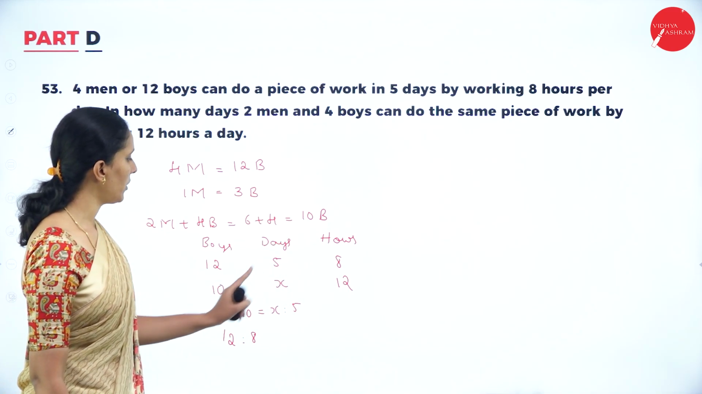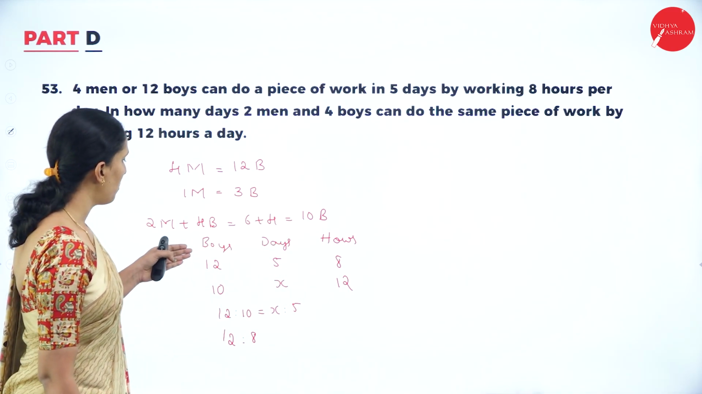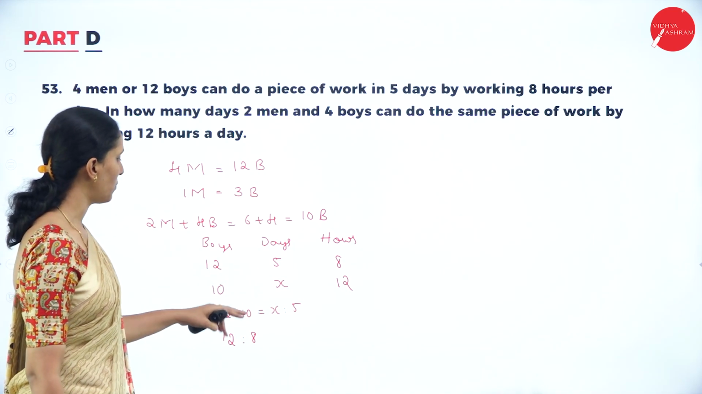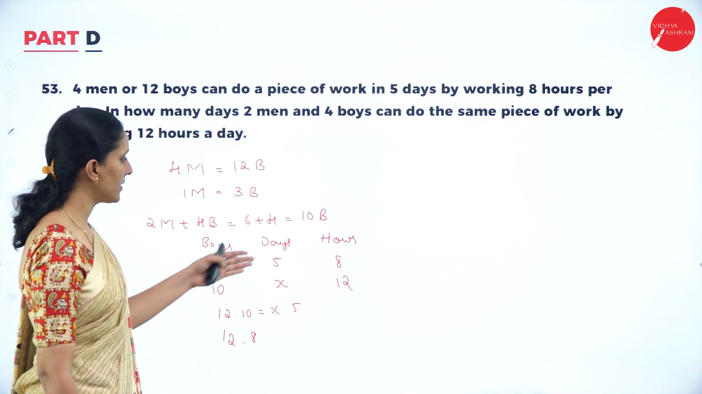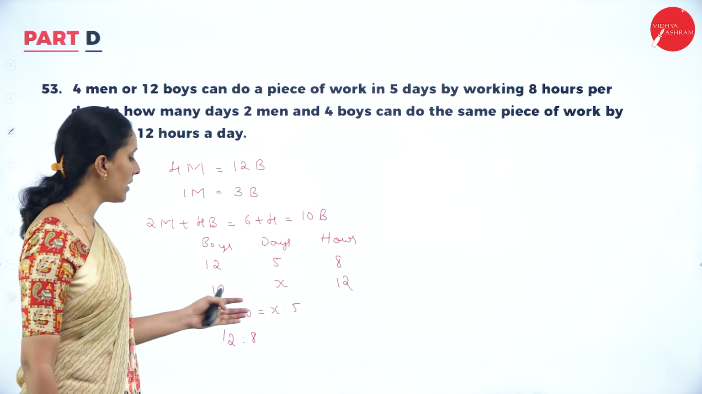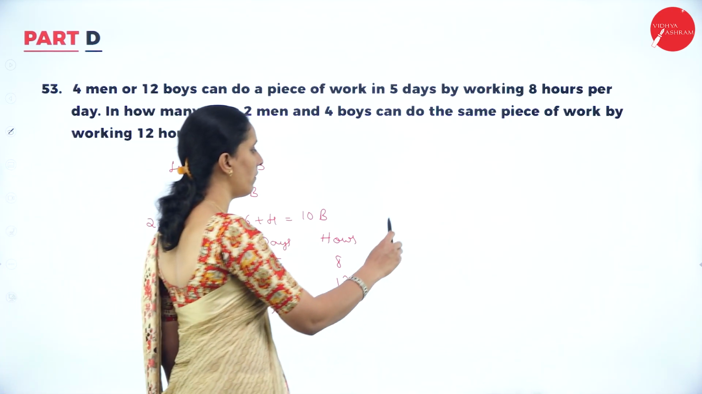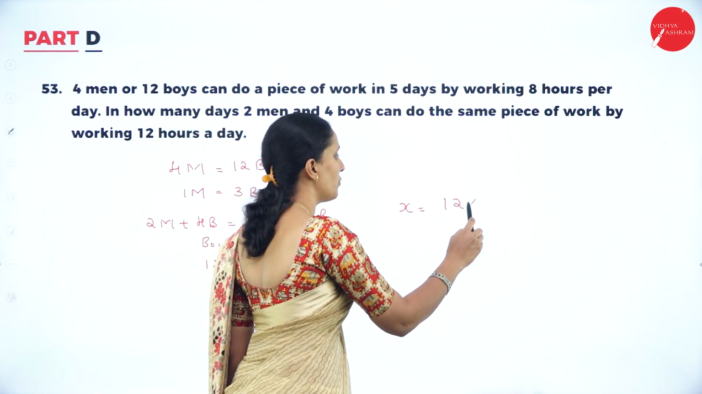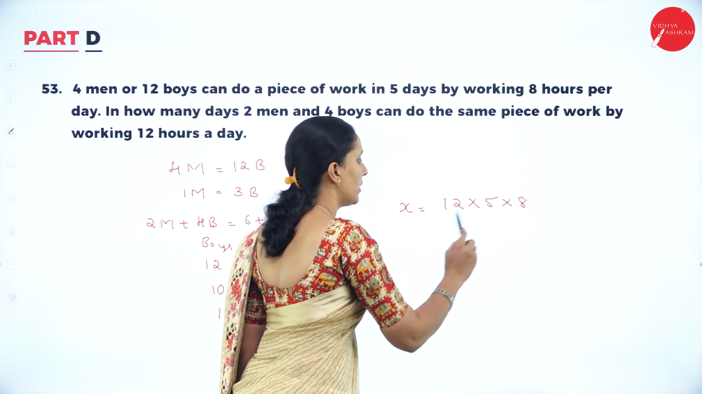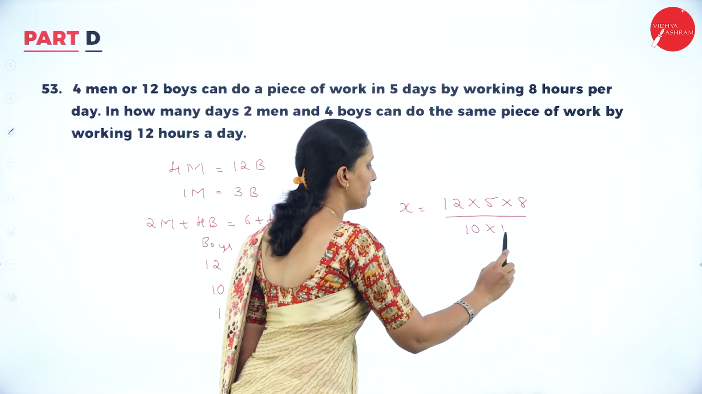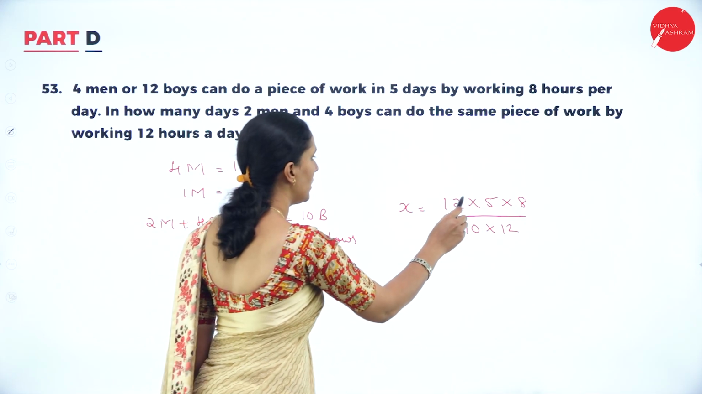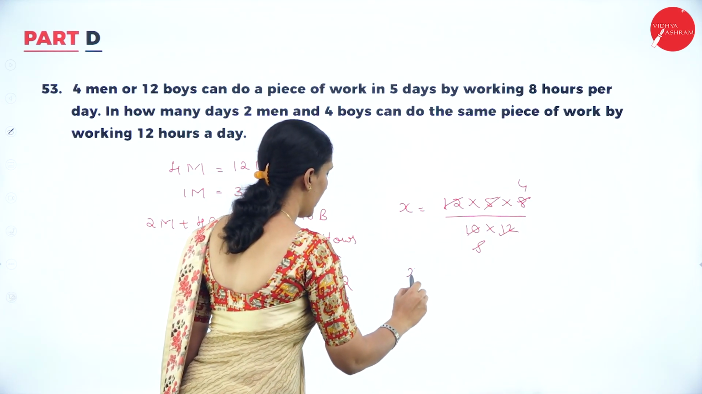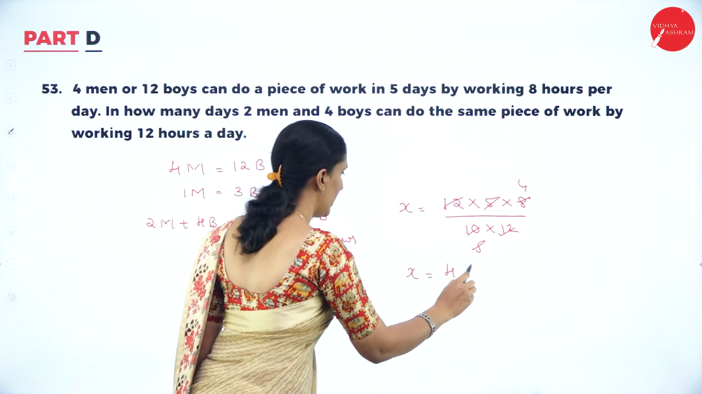We have 3 ratios, and number of boys decreases means number of days increases, so therefore it's an inverse proportion. Here also, number of boys decreases means number of hours increases, again it's an inverse proportion. So on solving this, we'll get x is equal to 12 into 5 into 8 divided by 10 into 12. So we can cancel here. 5 ones are 5, 5 twos are 10. So x is equal to 4 days.